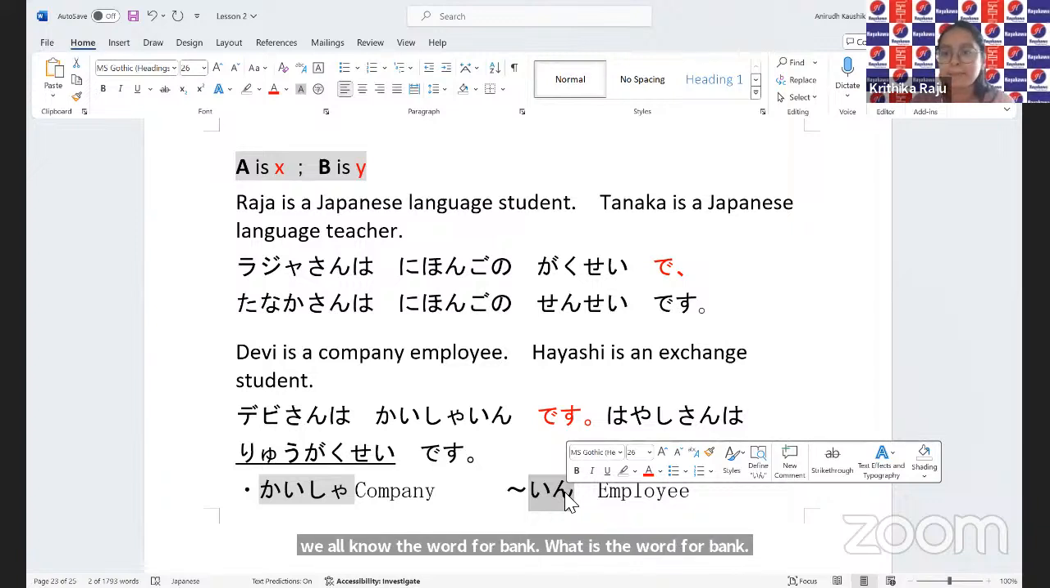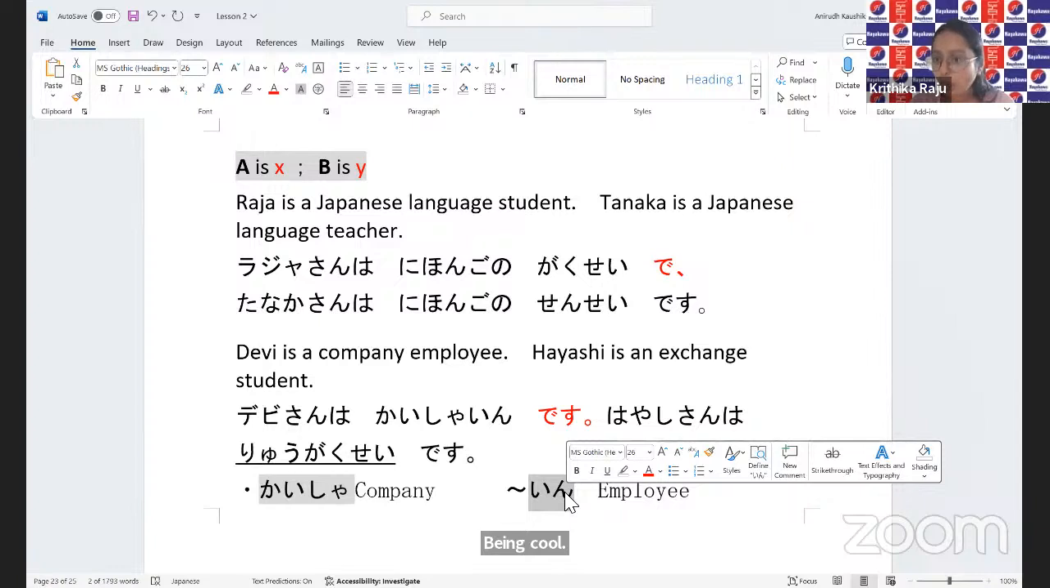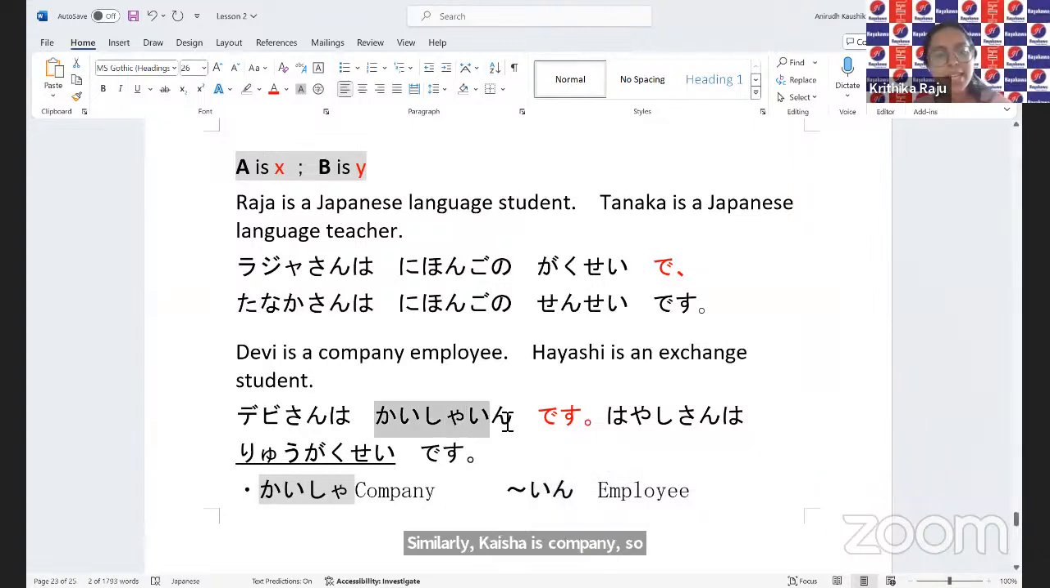We looked at it today. Ginkgo. Ginkgo. Very good. Ginkgo, right? Ginkgo with the elongation. So how do you say a bank employee? Ginkgo-in. Very good. Similarly, kaisha is company. So what is the word for company employee? Kaisha-in. Very good. Kaisha-in. All right.